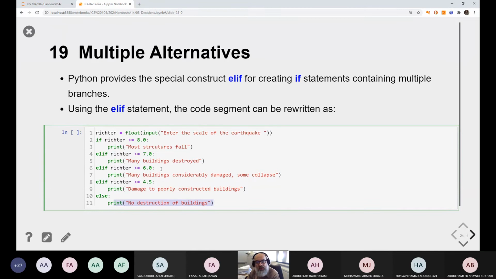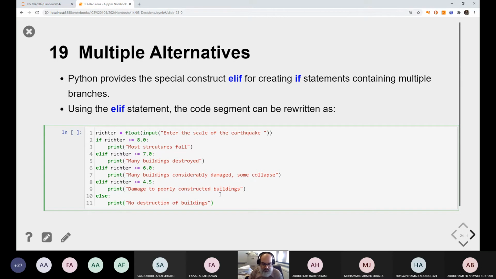And as you can see here, is there any indentation problem? No. There is no indentation problem, and it actually makes you realize that these conditions are related to each other. So this is Richter is greater than or equal to 8, but if you are here, this means that it is less than 8 and greater than or equal to 7 if greater than or equal to 7 is true. And if this was false and you come here, you know that Richter is less than 7, and so on and so forth.